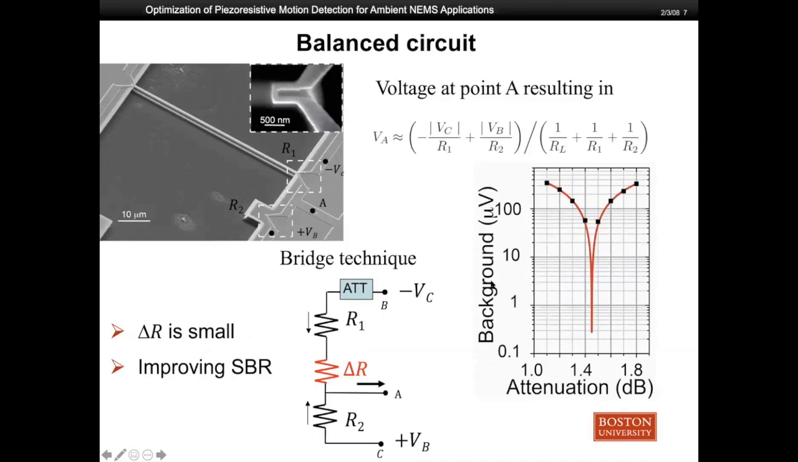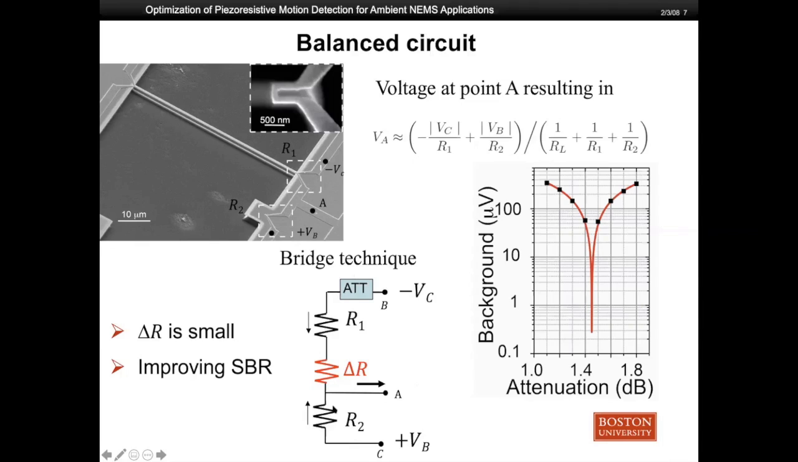That's the reason we use a balanced circuit to further improve the signal to background ratio. What we did is fabricate another nanoresistor here, which has identical dimensions. This nanoresistor is for nulling purposes. We use a bridge circuit here and apply out of phase voltages to R1 and R2. If R1 and R2 are exactly the same, the voltage at point A only measures the time-dependent resistance change delta R term. However, due to fabrication imperfections, R1 and R2 are not exactly the same.